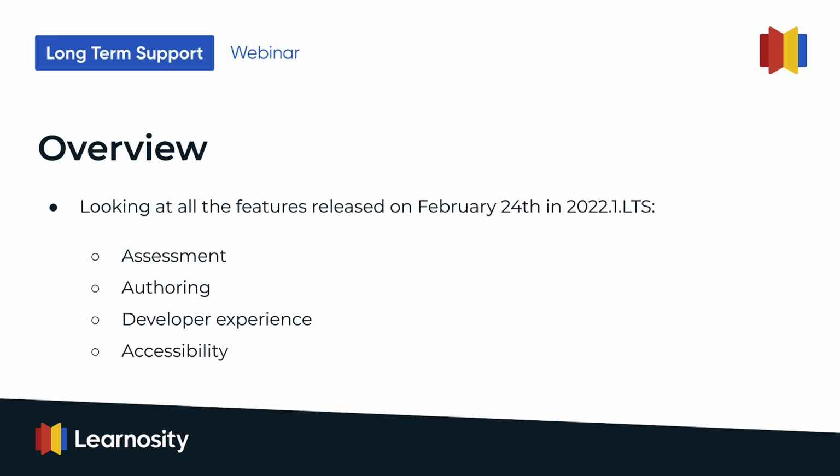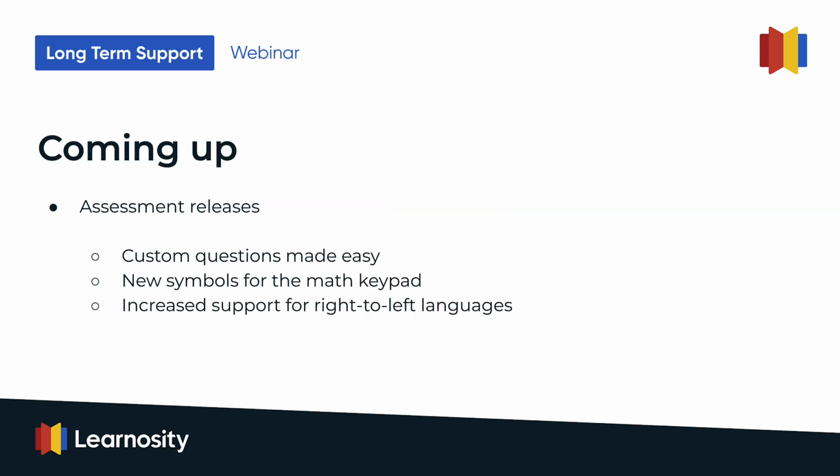So first, let's briefly run through what features we released on the 24th of February in assessment, authoring, the developer experience, and of course in accessibility. In assessment, we've made it a lot easier for you to make the most out of custom questions should you have the need. We've added new symbols to the math keyboard, opening up calculus and vector calculus amongst others. And we've increased our support for right-to-left languages.